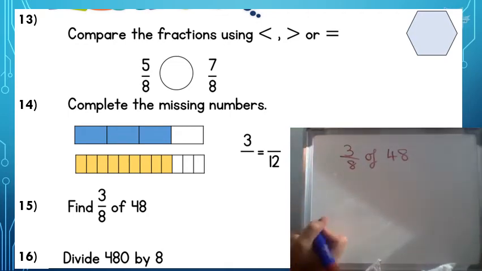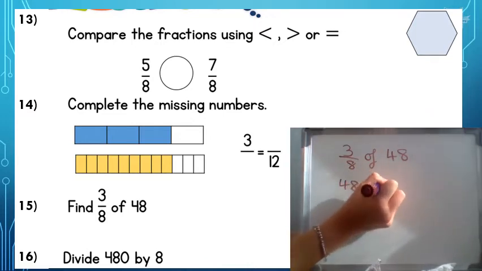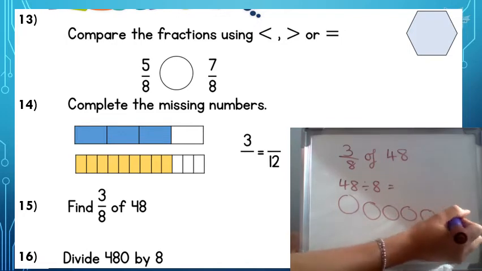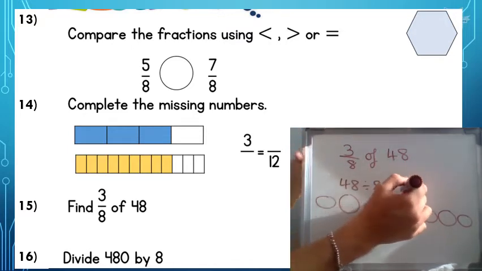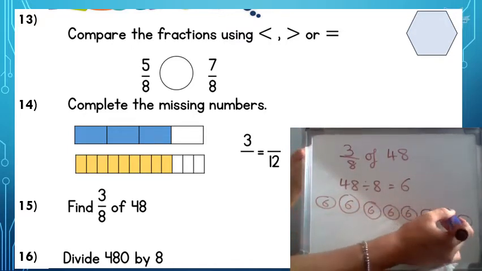My next one, I want to find 3/4 of 48, so I'm going to do 48 divided by 8. My 8 circles: 3, 4, 5, 6, 7, 8. How many 8s go into 48? Well, if I count up in my 8s or I share it out, I know the answer is 6. So there's going to be 6 in each circle.